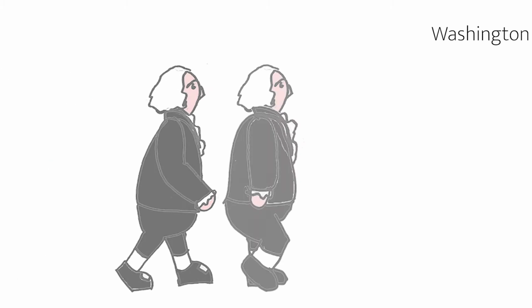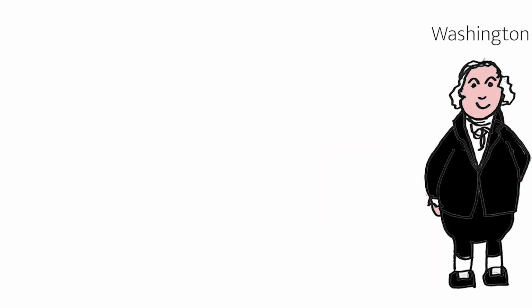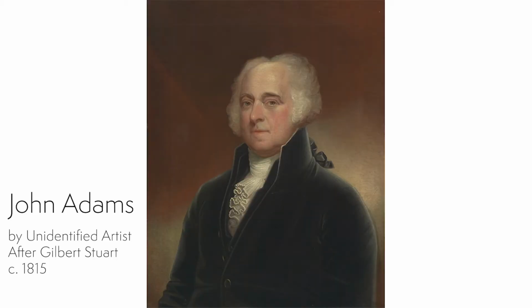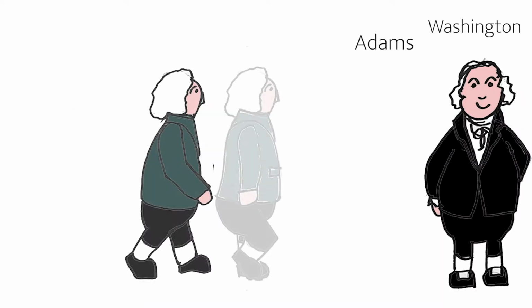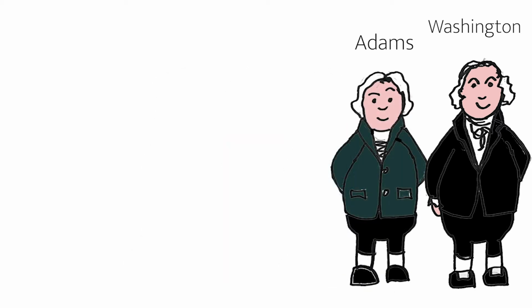He presided over the convention where the U.S. Constitution was written, and then 2 years later, Washington became the country's first president. John Adams was an early advocate for America's independence from Great Britain and played a major role in the Continental Congress. He was the country's first vice president and second president.